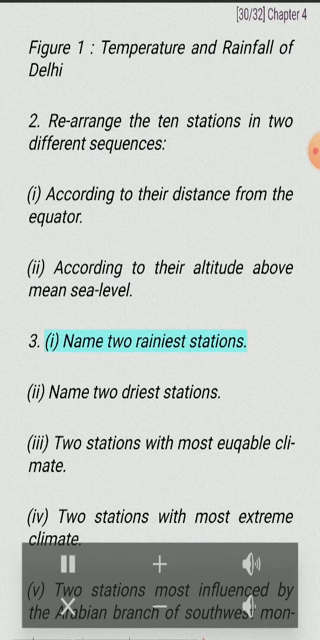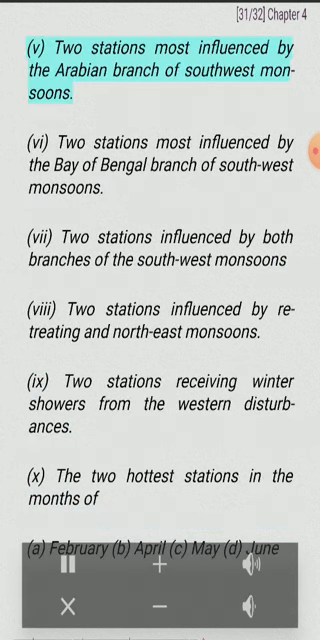3. I, name 2 rainiest stations. II, name 2 driest stations. III, 2 stations with most equable climate. IV, 2 stations with most extreme climate. V, 2 stations most influenced by the Arabian branch of southwest monsoons. VI, 2 stations most influenced by the Bay of Bengal branch of southwest monsoons.